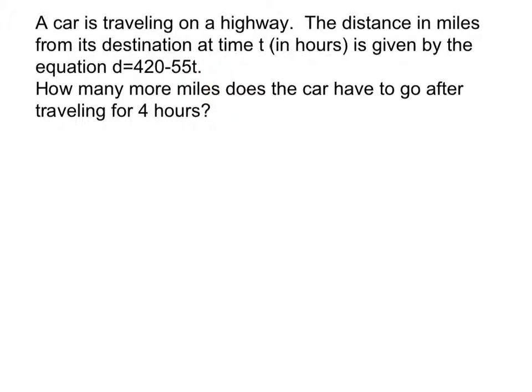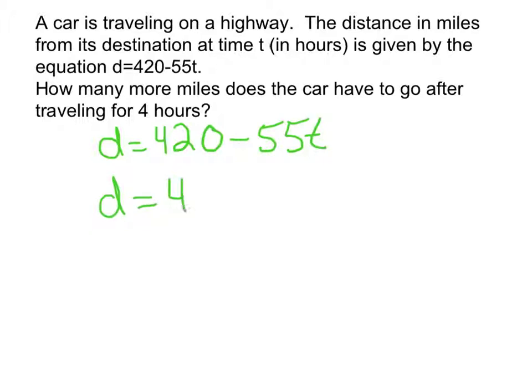So we're going to rewrite our original equation here, which is d equals 420 minus 55 times t. Okay, so now we're going to take this 4 hours and we're going to plug that in. So we're going to rewrite this. D equals 420 minus 55 times 4. Okay, and that 4 we're getting right here from this 4 hours. I'm just plugging that in for time. Oh, excuse me, for t.